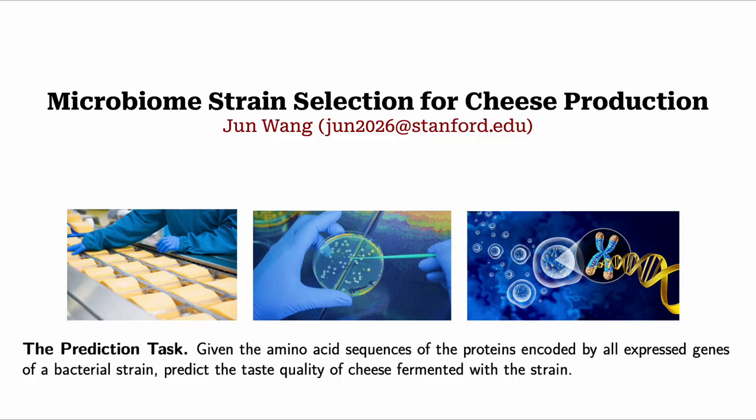Microbiome strains play a really important role in the production of cheese. They break down the proteins in the milk into amino acids and then form new proteins using the amino acid building blocks. The following is the task that I want to solve in this project. Given the amino acid sequences of the proteins encoded by all the expressed genes of a bacterial strain, I want to predict the taste quality of cheese fermented with the strain.